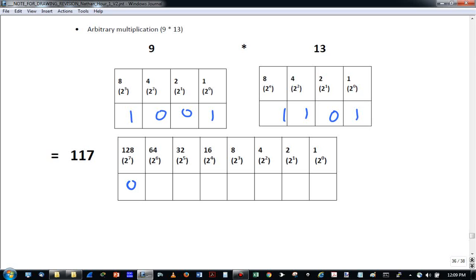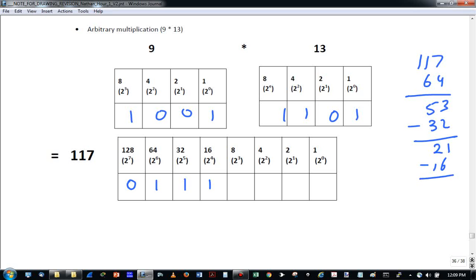There are no 128s in 117. There is a 64, so 117 minus 64 will be 53. There is a 32 in 53, so what's left? 21. There's a 16 in 21, so what's left is 5. There is no 8. There is a 4. There's 1 left, so that means there's no 2, and there is a 1. And again, that leads us to 0. So there is a 1 at the end. So this is the answer, 01110101.